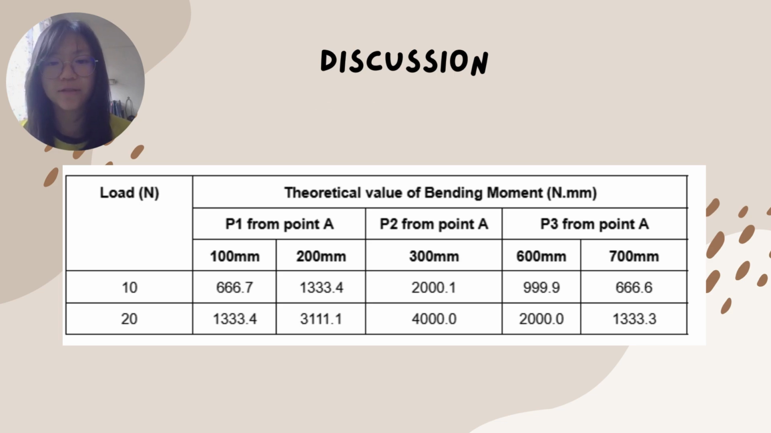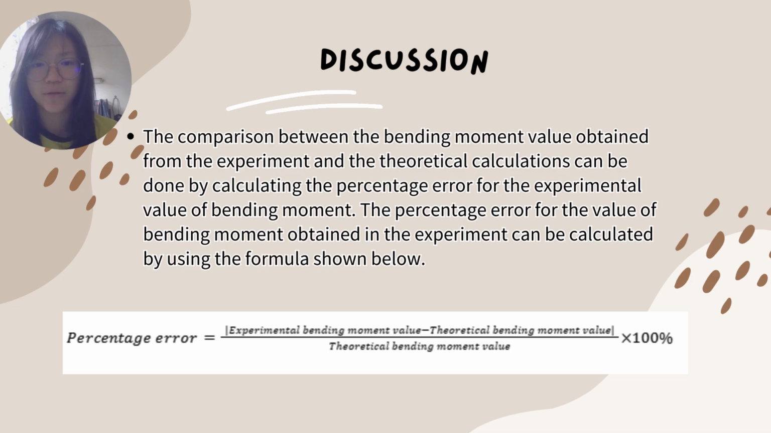This is the result of the theoretical value of bending moment for each point with two different loads, which are 10 Newton and 20 Newton, after the calculation and sketching the graph. The comparison between the bending moment value obtained from the experiment and the theoretical calculation can be done by calculating the percentage error for the experimental value of bending moment.